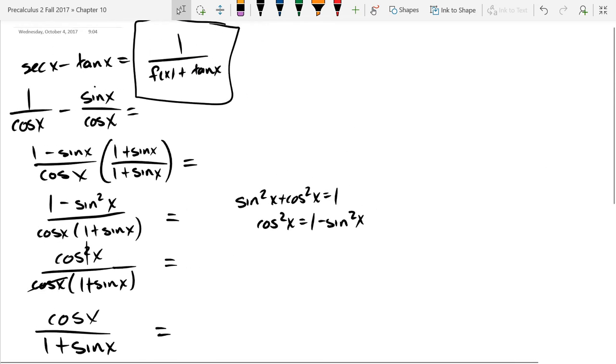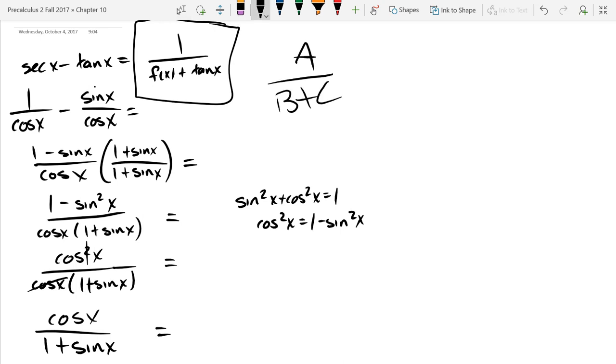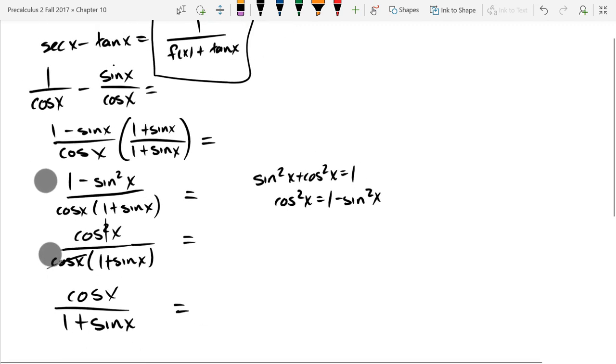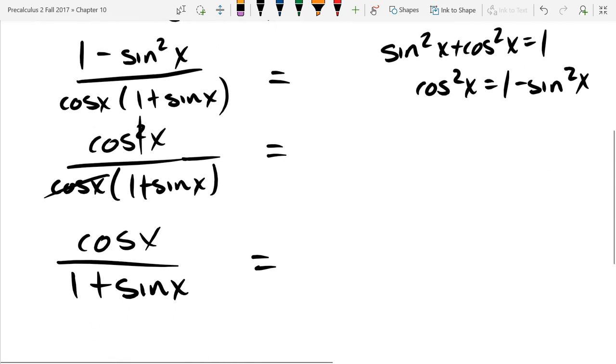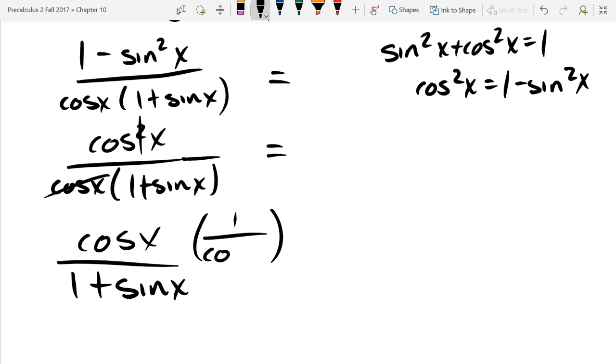Still not what we want. However, at least the fraction looks like a over b plus c. It's the wrong things everywhere, but at least there's two on the bottom and one on the top. So we're getting sort of close to the right form. So what can I multiply cosine by to turn it into a 1? How about 1 over cos x? Multiply that by cosine, and I'll get 1.